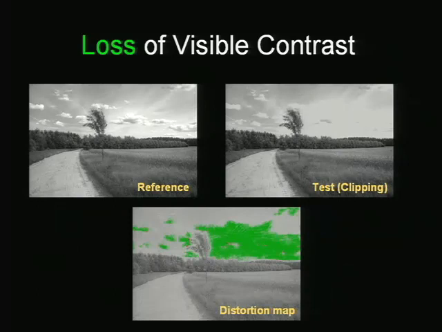Clipping is one of the many operations that generates this type of distortion. So in this example, the bright sky region of this image is clipped, and as a result, we cannot see the clouds at that region anymore. So our metric successfully detects loss of visible contrast in that region that is shown with the color green.